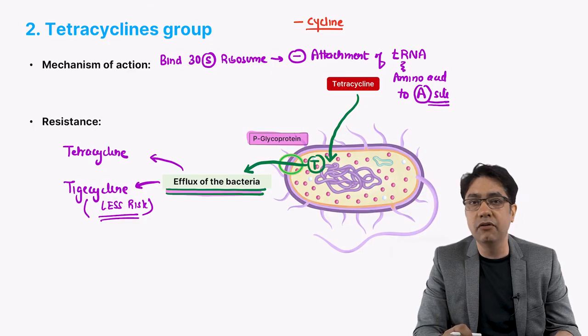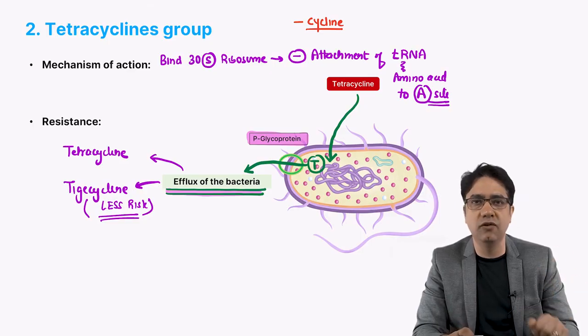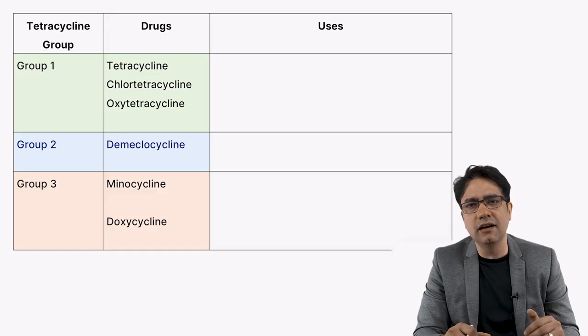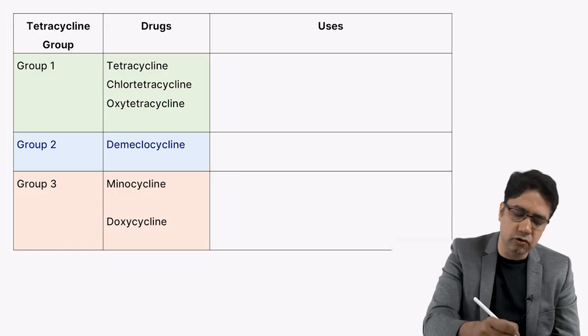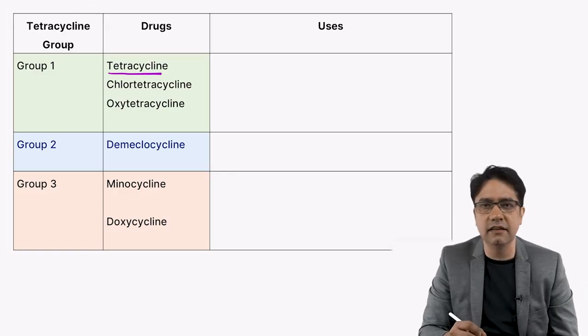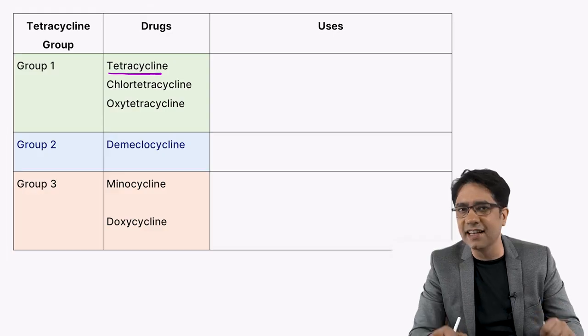So let's talk about first tetracycline group. So in tetracycline, the older drug which we made, they were named as tetracycline. So the first drug we made was tetracycline. So we named the group as tetracycline group.